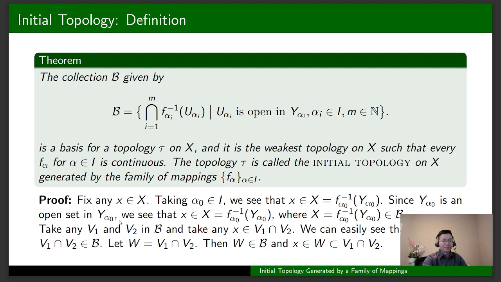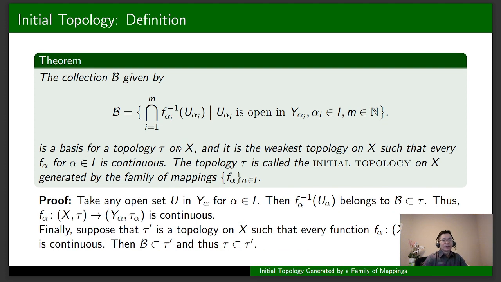Because V1 is in B, it is a finite intersection of inverse images of open sets in Y_alpha. Similarly, V2 also has the same structure. It is easy to see that V1 intersection V2 also belongs to B. So let W be this intersection, then W belongs to B, and x belongs to W, and W is a subset of this intersection. In this case, we have that W is in fact this intersection. So the second condition in the theorem I mentioned is also satisfied. Therefore, B is a basis for a topology tau on X.